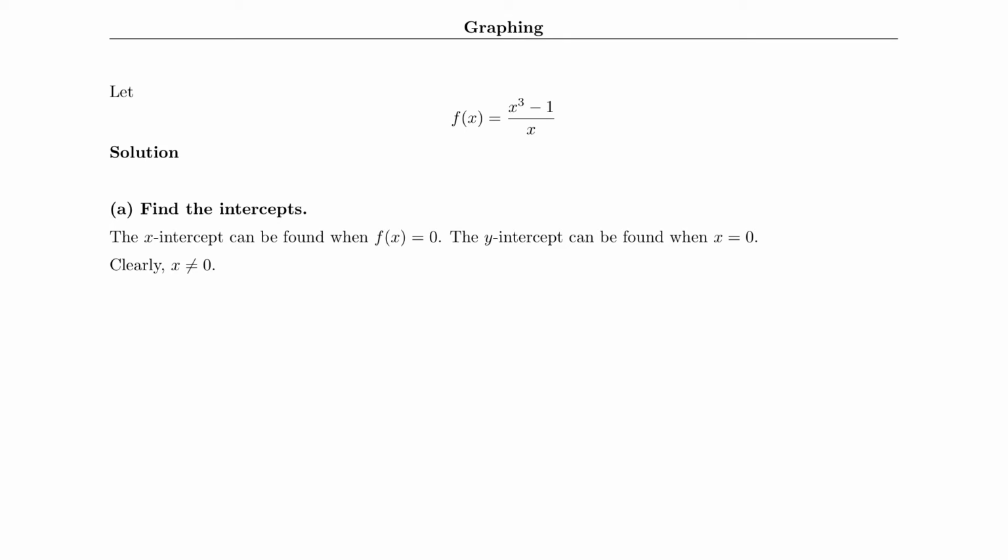Recall that to find the x-intercept, we need to set y is equal to 0, or equivalently, f of x is equal to 0. Doing this, we get 0 is equal to x cubed minus 1 all over x. Then, multiplying both sides by x, we get 0 is equal to x cubed minus 1. And solving this, we get the single solution x is equal to 1. So as a recap, we have the x-intercept as x is equal to 1, and the y-intercept does not exist.